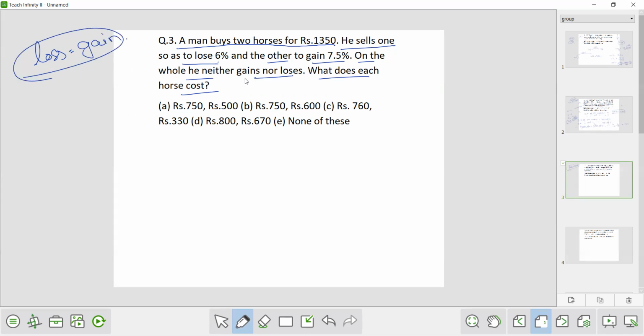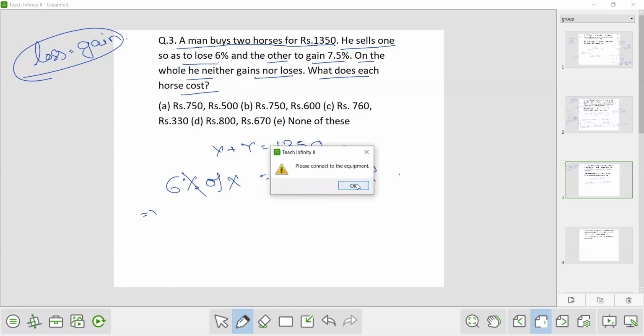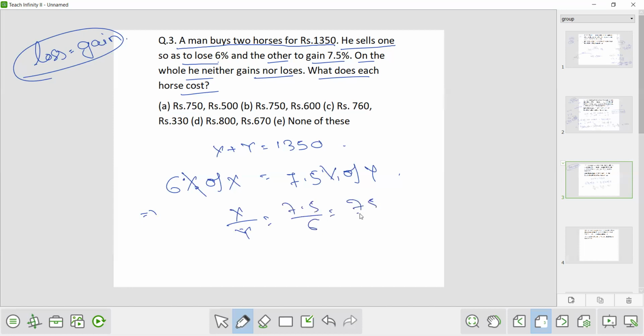Now let's suppose the cost price of two horses are x and y. So x plus y is equivalent to how much? 1350. Now if the first horse is sold at a loss of 6%, so 6% of x, and another watch is sold at a gain of 7.5%, so 7.5% of y, both are equal. Now this percentage got cancelled. Now x by y equals 7.5 by 6 equals 75 by 60.